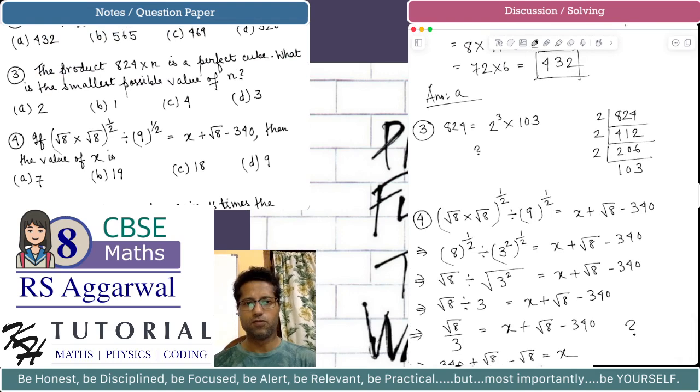The product 824 multiplied by n is a perfect cube. What is the smallest possible value of n? So basically we have to find the least number that must be multiplied to 824 to make it a perfect cube. So we have to find the prime factorization of 824. If you divide by 2, we get 412, and then again if we divide by 2, we get 206. And then if you again divide by 2, we get 103.